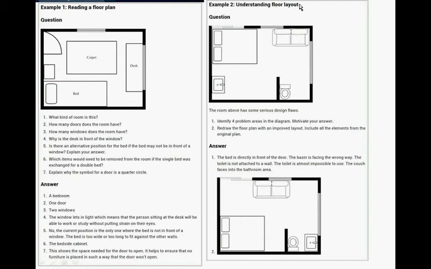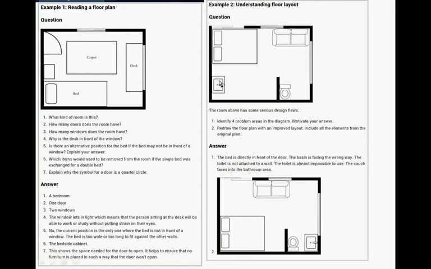Example 2, understanding floor layout. The room above has serious floor plan problems. Identify 4 problem areas. Question 1: the bed is directly in front of the door. So you see the door, and the bed is placed in front.